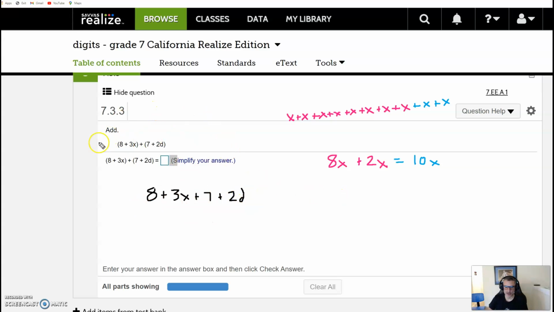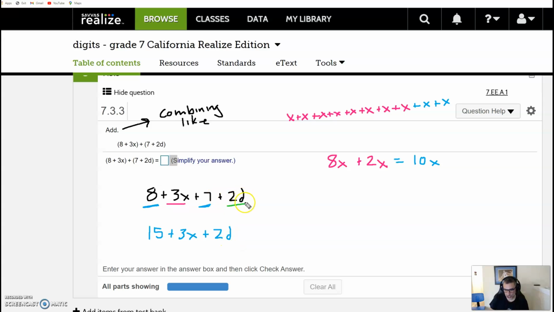And they want us to add these together. Well, when they say add, they mean combine like terms, right? So let's see what we have here that is alike. Well, I have 2 constants, right? There's an 8 and there's a 7. So I can definitely add those together. So I get 15. But I can't add x's with d's, right? Here I have 3 x's and here I have 2 d's. That's like apples and this is like bananas. Those are different things. So I just leave it. So my final answer is going to be 15 plus 3x plus 2d. I can't do anything more to this.